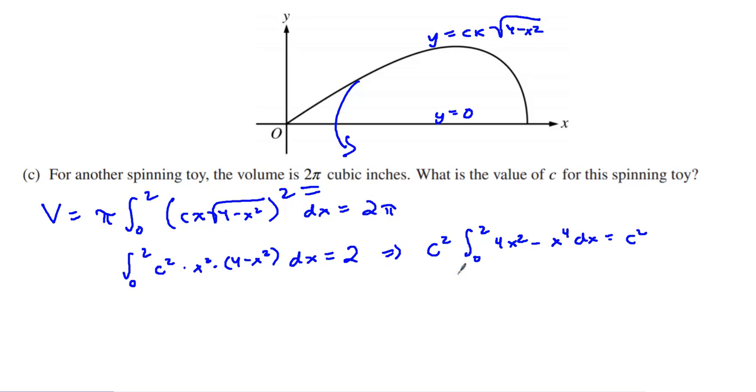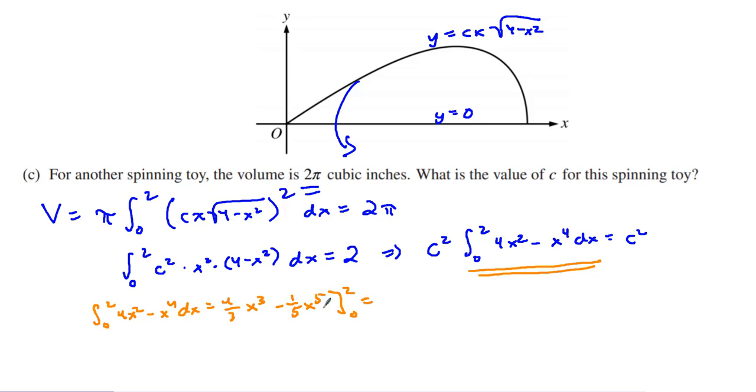Let's figure out what this integral is right here. The integral from 0 to 2 of 4x squared minus x to the 4th dx. This is 4/3 x to the 3rd minus 1/5 x to the 5th, and we're going from 0 to 2. Okay, double checking that I have everything correct. I think I do. Now let's plug in 2.